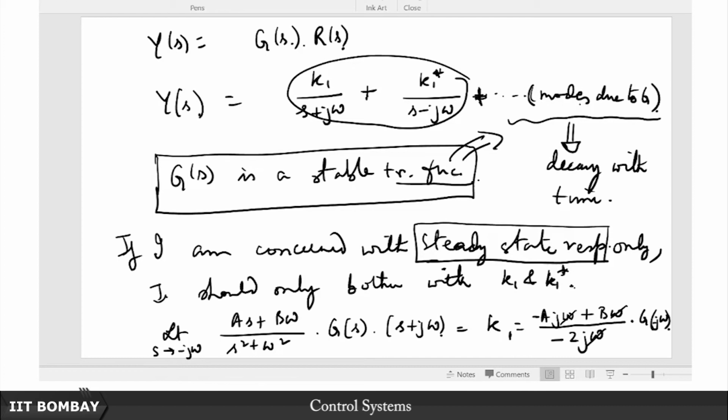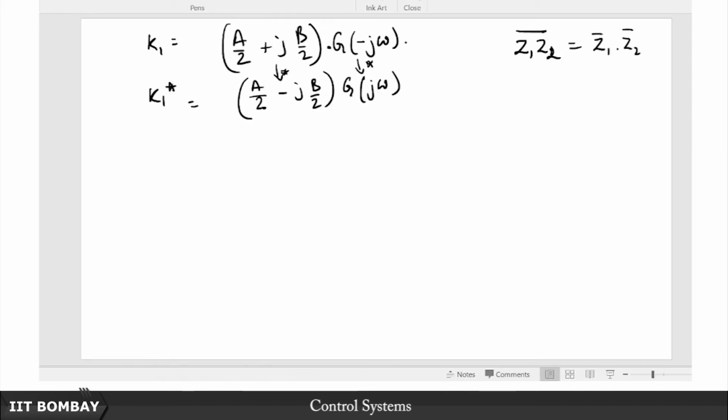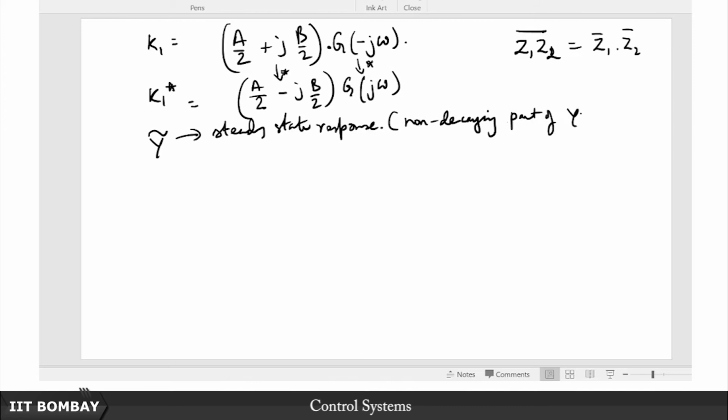Of course I know that I am going to ignore all of these other modes, as I have shown that they decay with time. So from hereafter, let me use y tilde, which is nothing but the steady state response, rather the non-decaying part of y. So that is basically it.